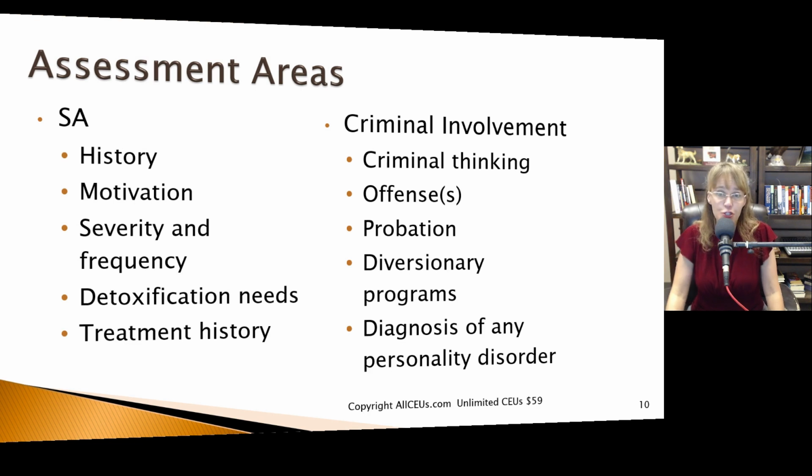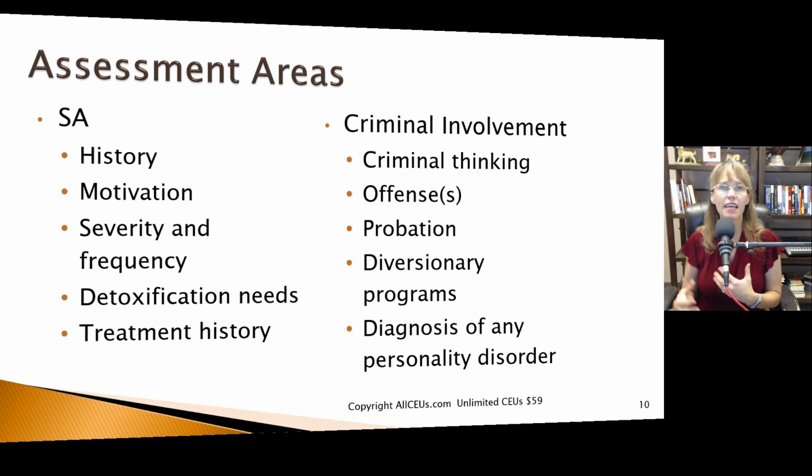For substance abuse, we want to assess their history. When did you start using? What did you start with? Let's look at the progression of their substance use. We want to look at their motivation for using, the severity and frequency, their detoxification needs, and their treatment history. We want to assess their criminal involvement, including their criminogenic thinking. And I have other videos on criminogenic thinking on the YouTube channel, but a lot of it surrounds cognitive distortions. And then also, if you look into the characteristics of people who have more antisocial personality disorder, you'll see more narcissistic personality disorder.